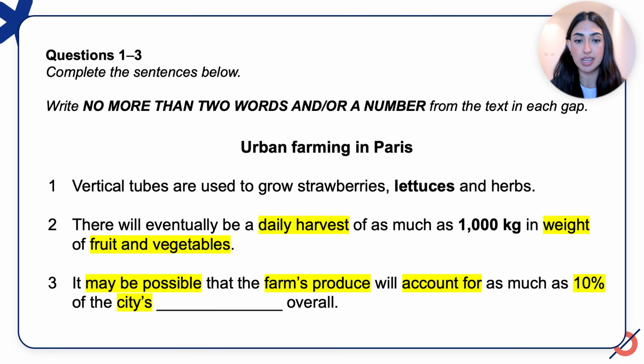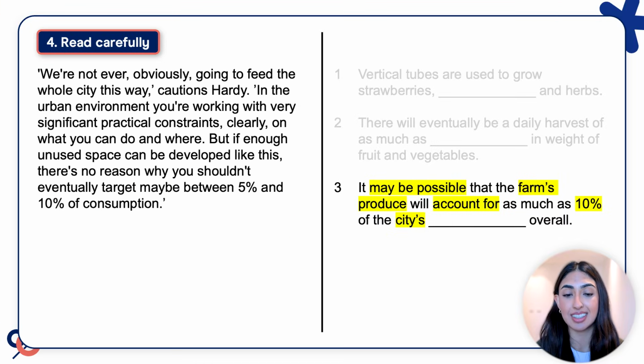We've got one more question to go. The final sentence reads, "It may be possible that the farm's produce will account for as much as 10% of the city's blank overall." The keywords may be possible, farm's produce, account for, 10%, and city's should help you. Here's the next part of the text. Can you spot any of those keywords?